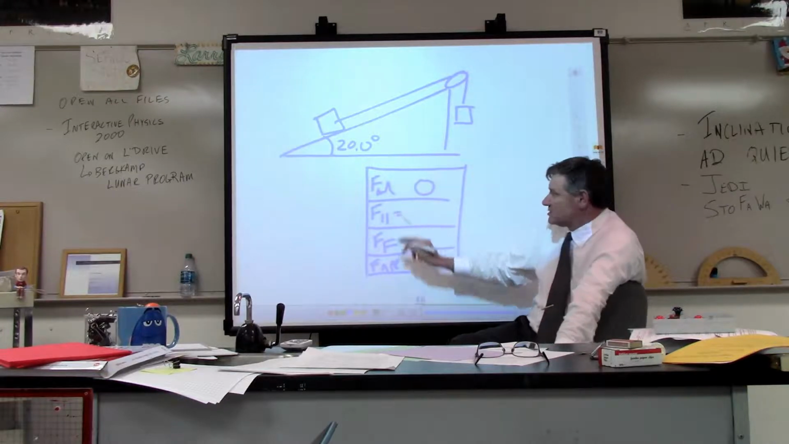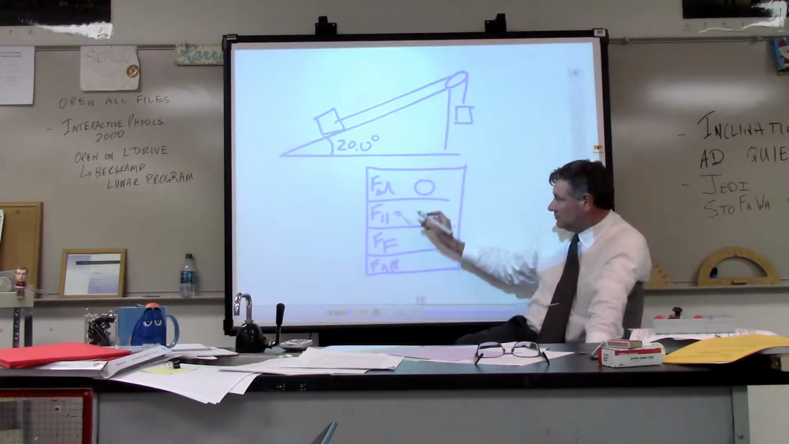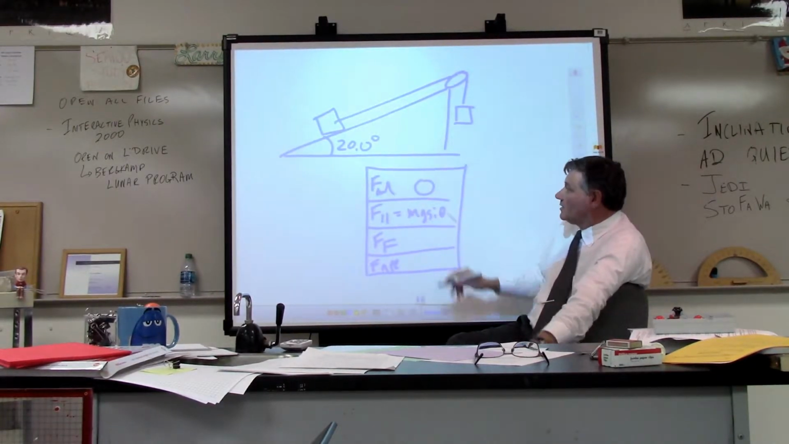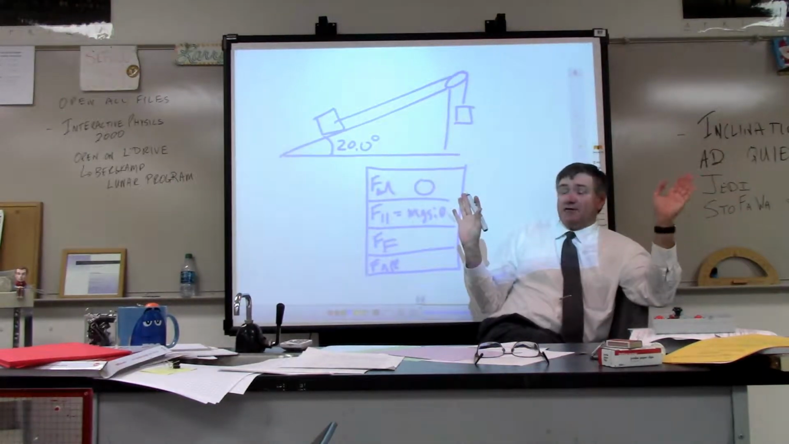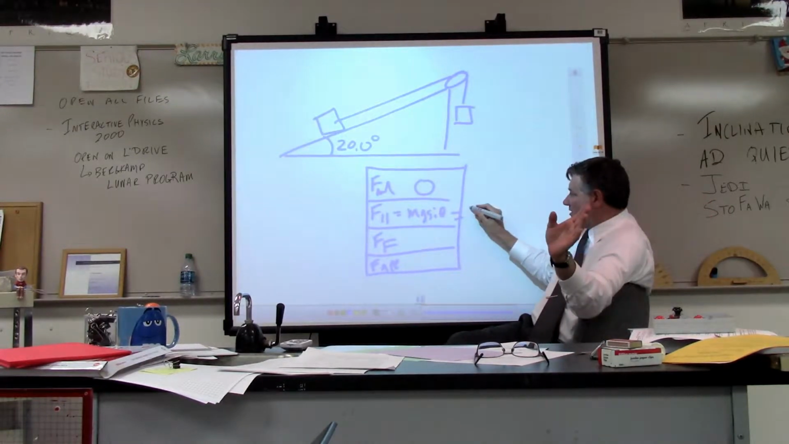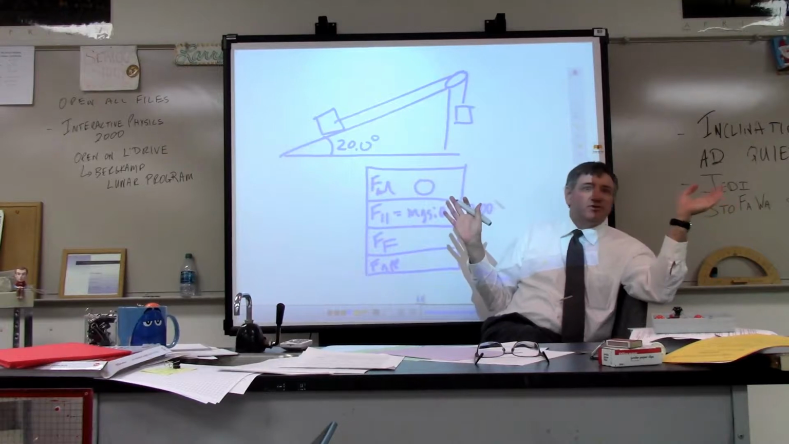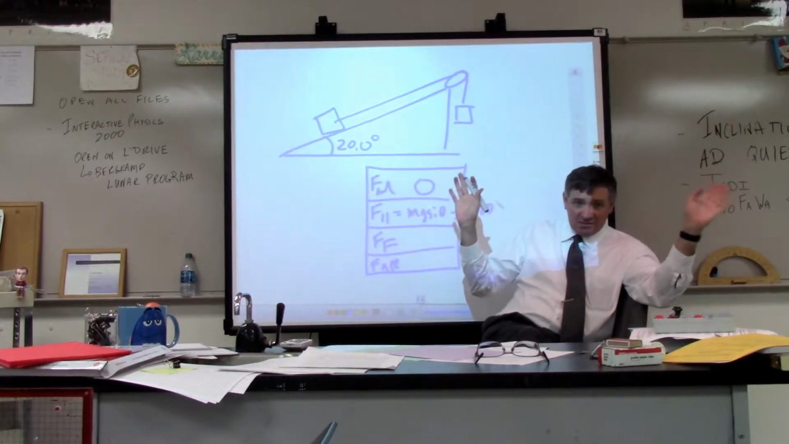Now, how do you get your force parallel? FG sine theta, or mg sine theta. Now, again, you have to make a decision. Do you want to make that negative? Do you want to make it positive? I don't care. But you're going to get this value. For the sake of argument, let's say that that's 2. I don't know what it is. Let's just say it's 2. Whatever it is, it's a value.